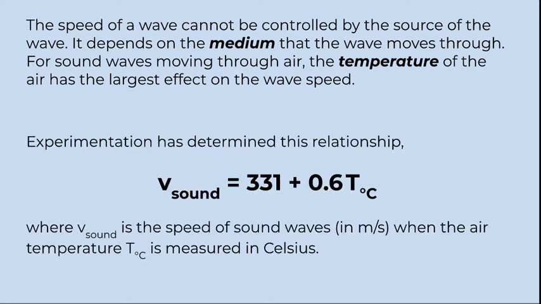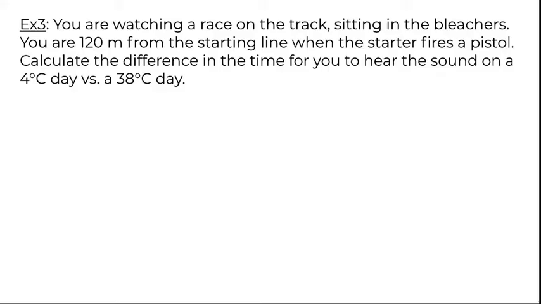We can calculate the speed of sound based on the temperature of air using this formula. So 331 meters per second is the speed if we're right at the freezing point of water, right at 0 degrees Celsius or 32 degrees Fahrenheit. And then as the temperature goes up, the speed also goes up. And it turns out through experimentation, it's been found that it's about 0.6 times the temperature to find this additional speed that's gained added on to the 331. Let's try this out in a problem.